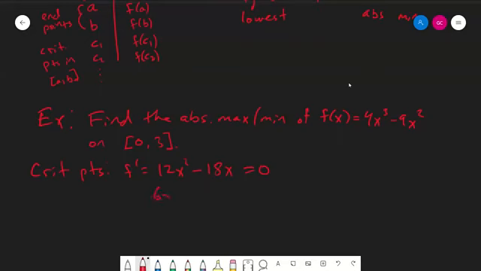Both terms have a factor of 6x in them, and if I factor that out, I get 6x times the quantity 2x minus 3. And so we get two solutions. Either x is 0, or if 2x minus 3 is 0, that means that x is 3 halves. And for all of your critical points, you want to check and make sure they're actually in your interval. And indeed, these are both in the interval 0 to 3.